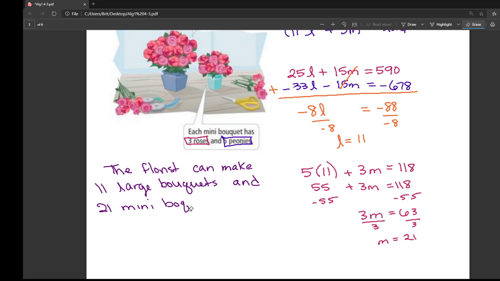Again, I'm going to misspell bouquet because the struggle is real. Come on. There we go. With the flowers she has.